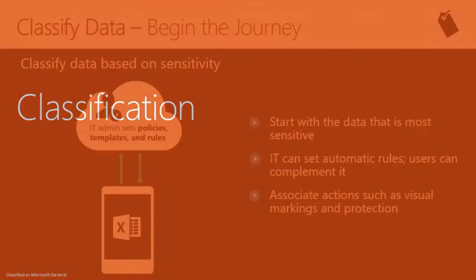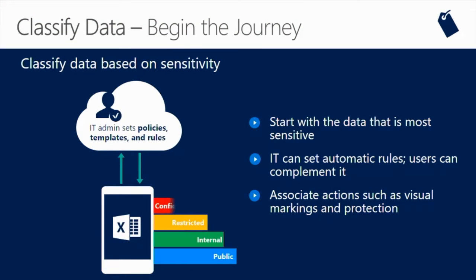So I'll start with classification. What is it? It's basically the label, the ability to label. And a label is a piece of metadata that travels with the document and allows you to put a tag on it. So to identify it by what it is.